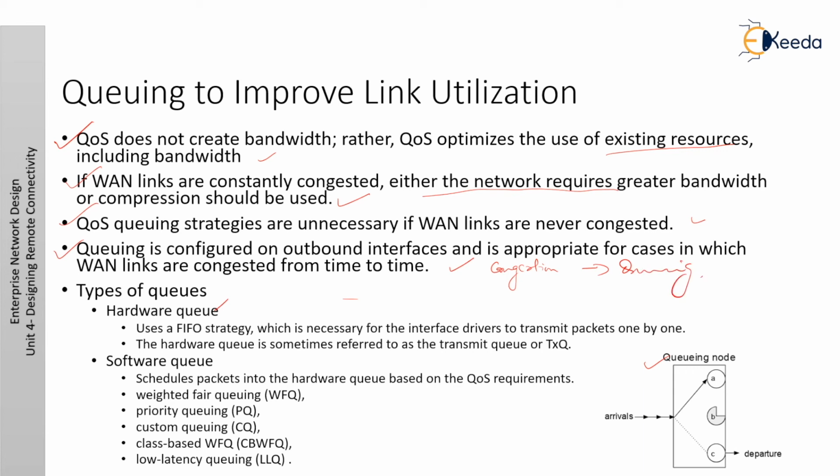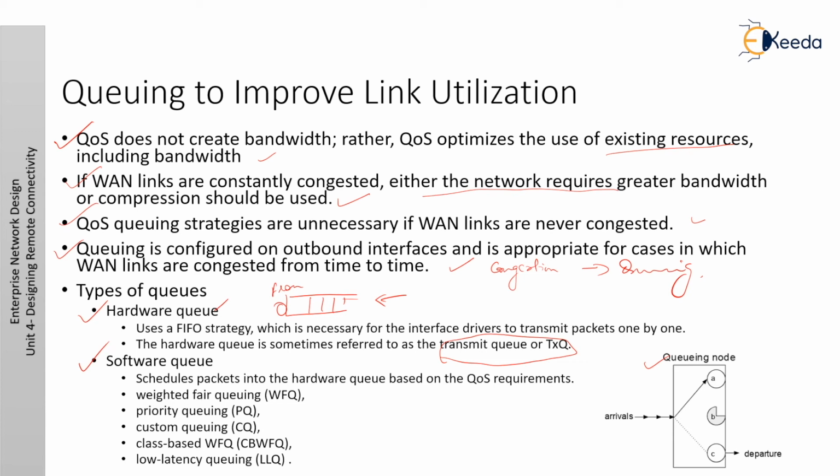Okay, so there are two types of queues: hardware queue and software queue. Hardware queue uses FIFO strategy. So this is, suppose, the front of the queue, and this is the rear of the queue. First in, first out is the strategy followed in hardware, which is necessary for interface drivers to transmit packets one by one. The hardware queue is sometimes referred to as the transmit queue or TX queue.